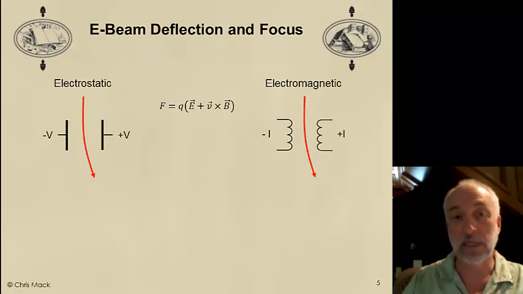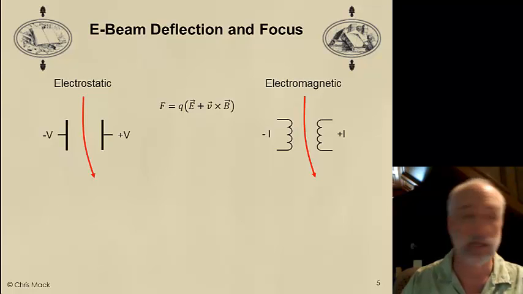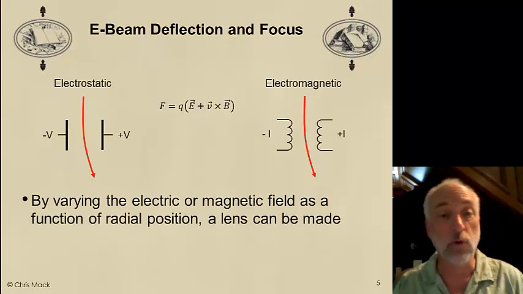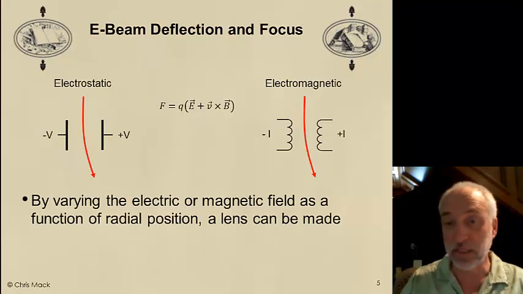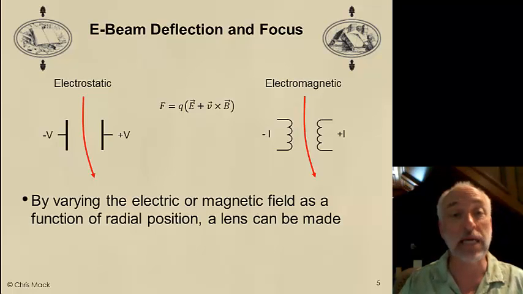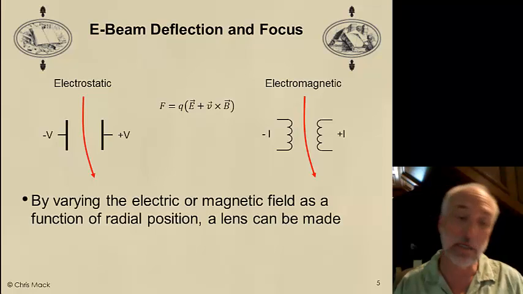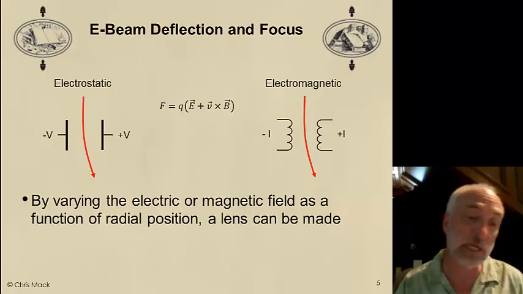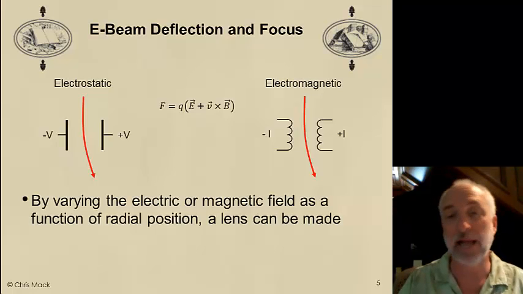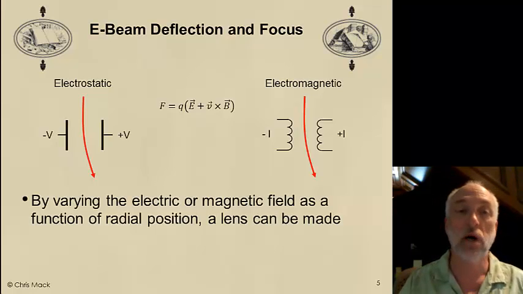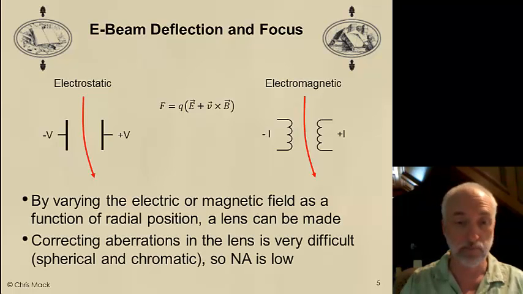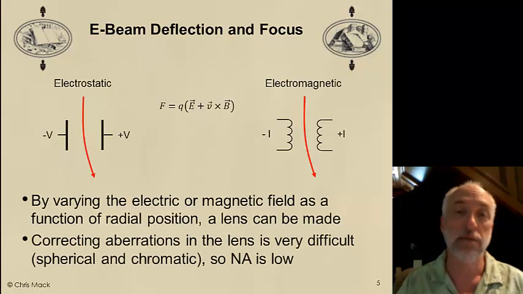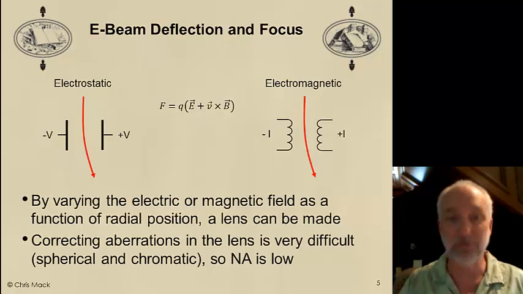With these kinds of electrostatic and electromagnetic forces, we can vary those fields and forces as a function of radial position and create a lens. In fact, we talk about E-beam columns as being like optical columns. They're made of lenses. The lenses have aberrations and behaviors that are very analogous to the way light goes through glass or optical lenses. And unfortunately, these lenses also have aberrations.